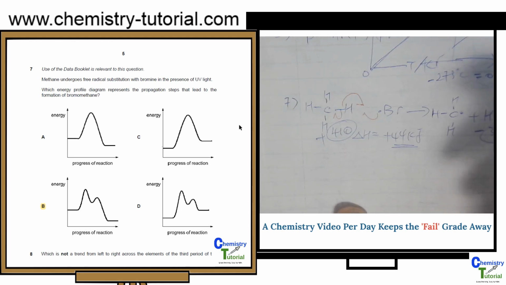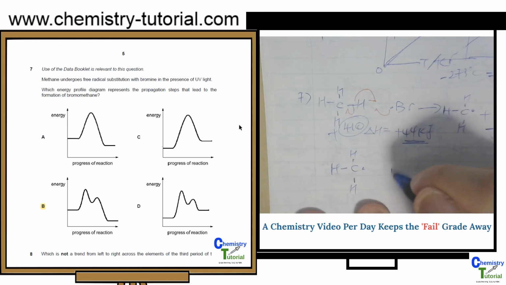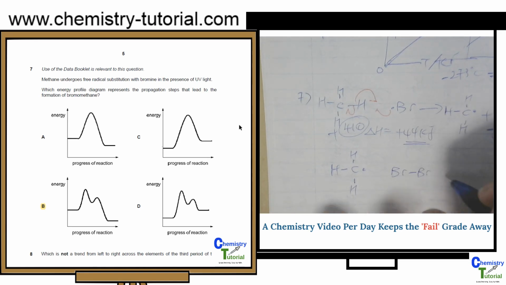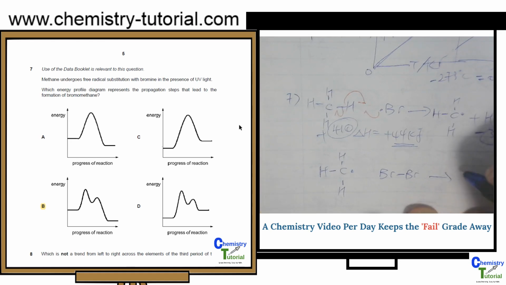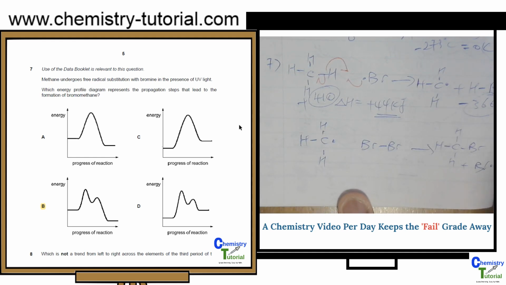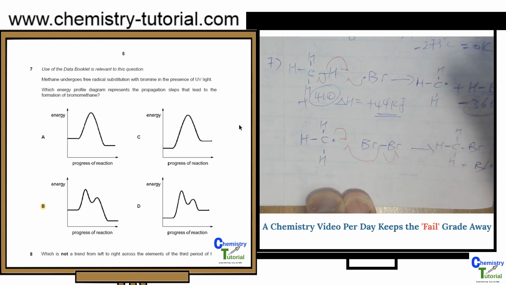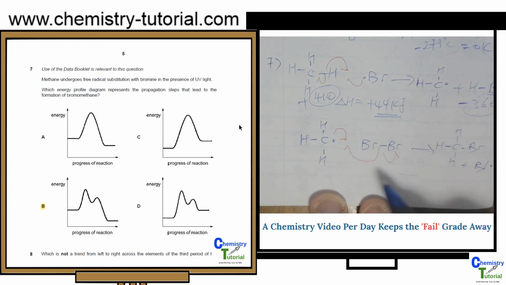Next, once you have this methyl radical, you'll react with your Br2 to form your RX, your bromomethane, with the generation of the bromine radical. So let me write out the mechanism. Fish hook, half arrow. So that means here you are trying to break the Br-Br bond.